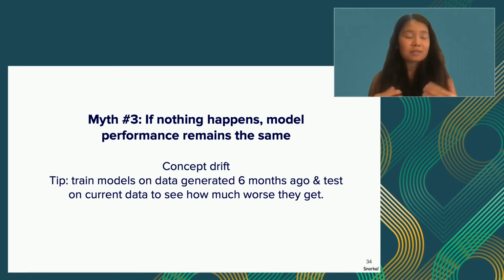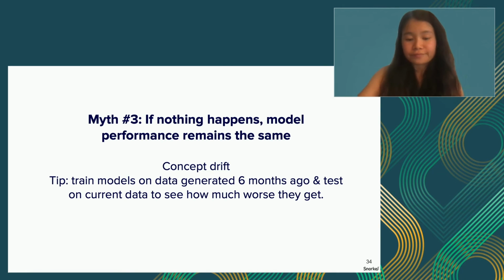If you want to get a sense of how much the model performance has decayed, one tip is that you can train the model on data from 1 year ago, from 6 months ago, from a month ago, and see how the model performance degrades the further in the past the data is.